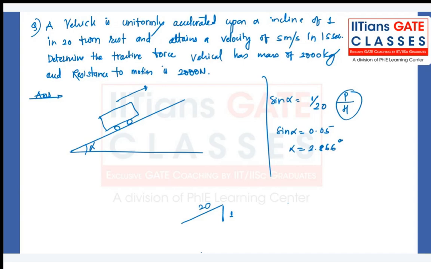Okay, generally slope is given in the format A by B, but in this case, it is not like that. They have given it the other way, okay? So in order to calculate this theta, perpendicular divided by hypotenuse is the sine, right? And that is why sine of alpha is equal to 1 by 20. Okay, is it clear, Vidhi? Pranjul, yes, your answer is correct. Here, the final answer is 3647 Newton.